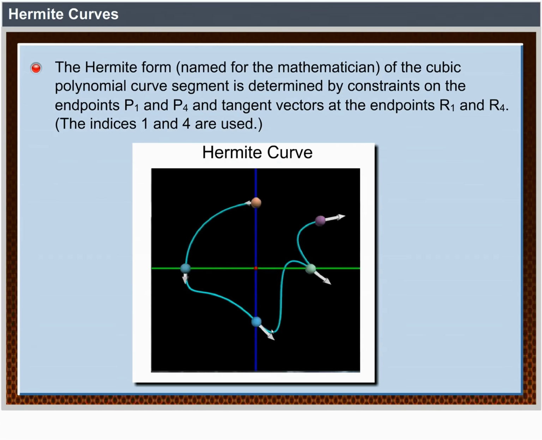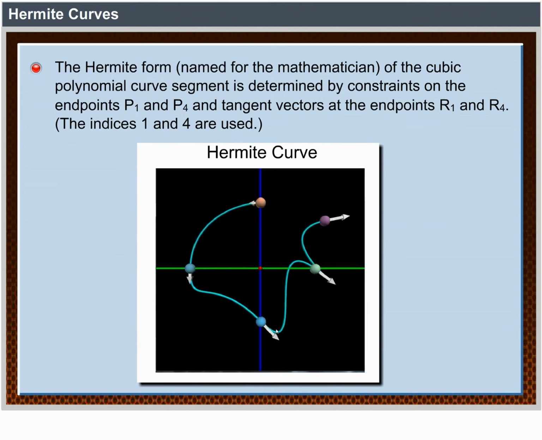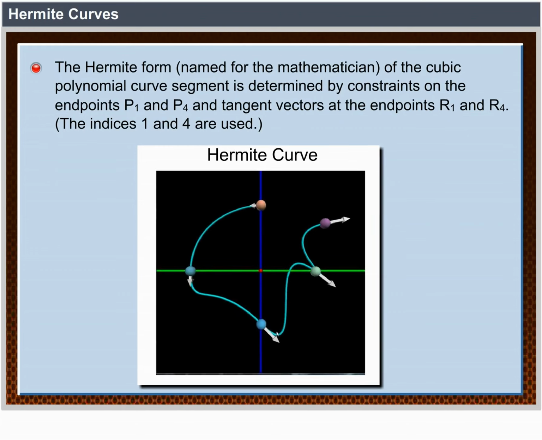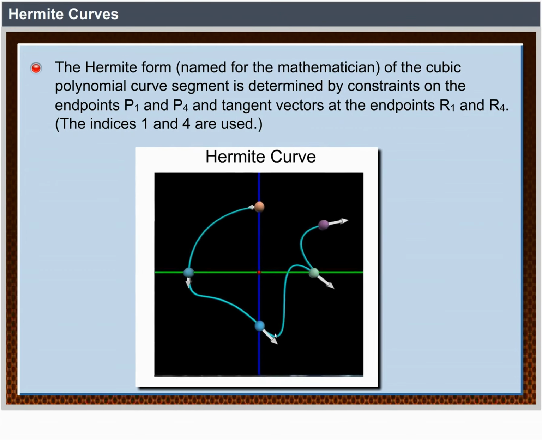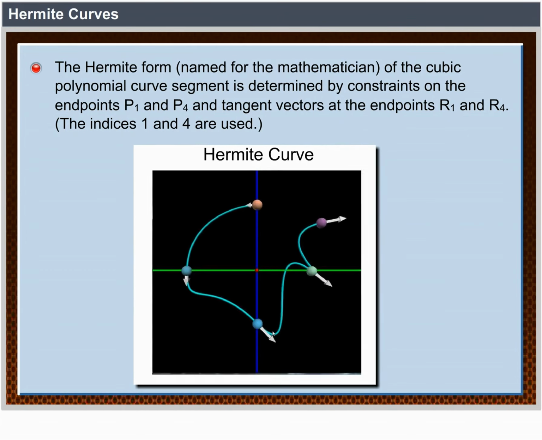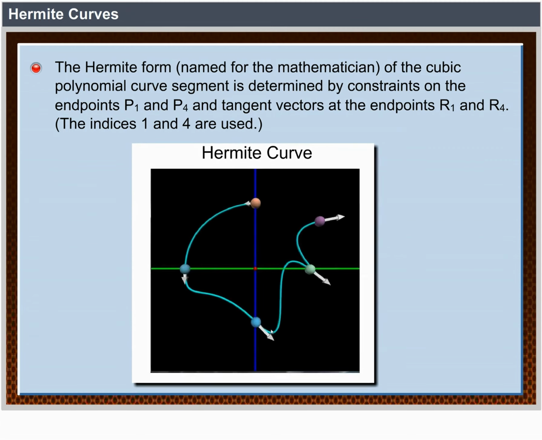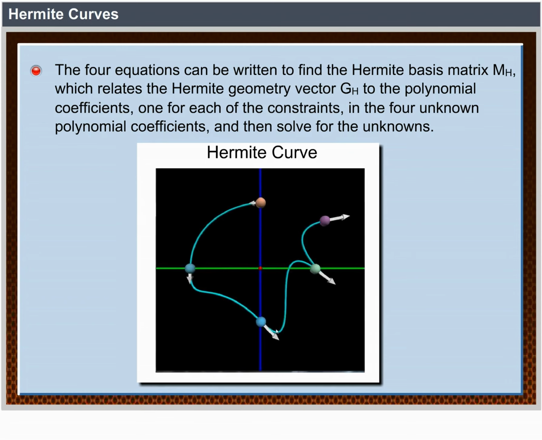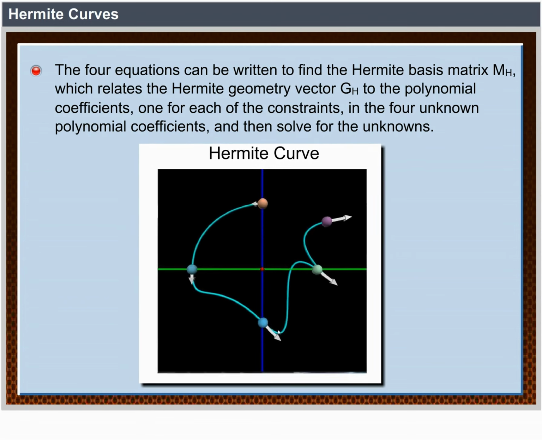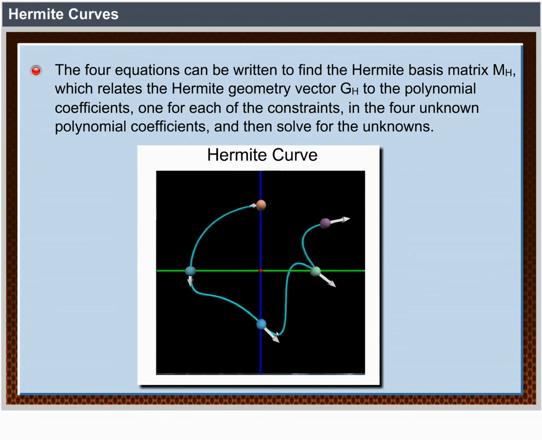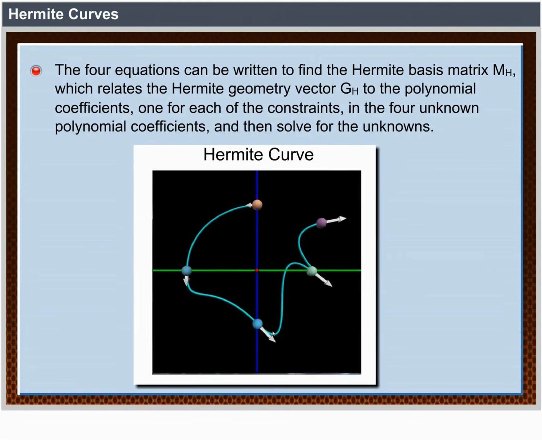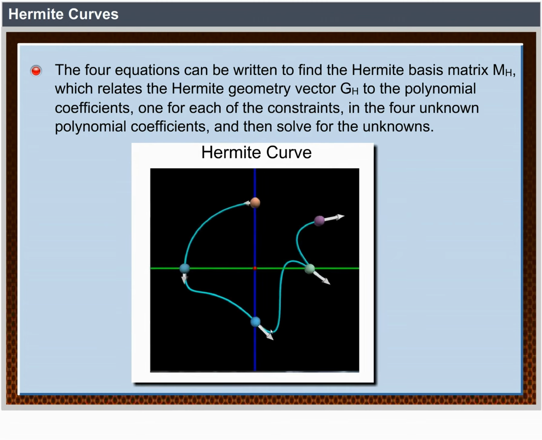Hermite curves. The Hermite form, named for the mathematician, of the cubic polynomial curve segment is determined by constraints on the endpoints P1 and P4 and tangent vectors at the endpoints R1 and R4. The indices 1 and 4 are used. To find the Hermite basis matrix MH, which relates the Hermite geometry vector GH to the polynomial coefficients, we write 4 equations, one for each of the constraints in the 4 unknown polynomial coefficients, and then solve for the unknowns.